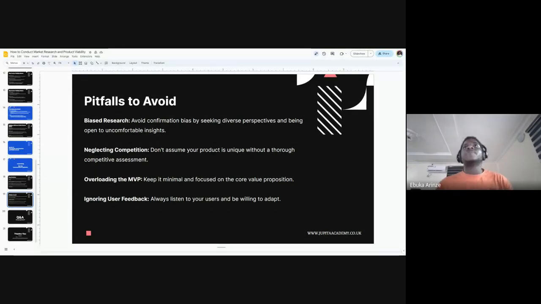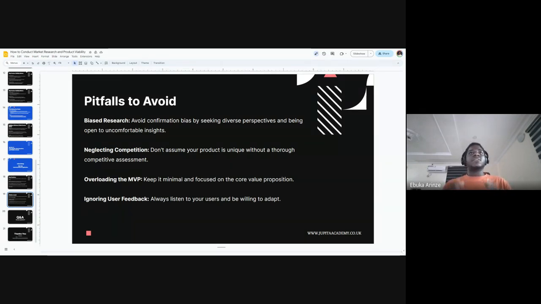It happens a lot, and we block out counter narratives to what we have in our mind. So we should ensure that we are conscious about bias in research. Have open-minded research. Be open to uncomfortable insights. Be open to counter insights to your own realization.